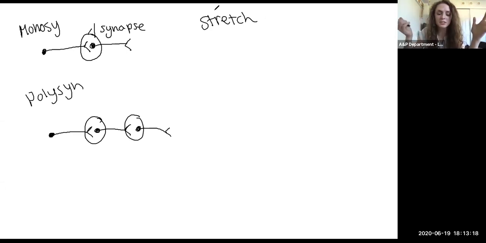And your skeletal muscle is going to shorten and bring your leg up to help your knee from stretching. Okay, so know that your muscle spindles are receptors. Your skeletal muscles are effectors. Know that it's a monosynaptic reflex, meaning that there's just one synapse.